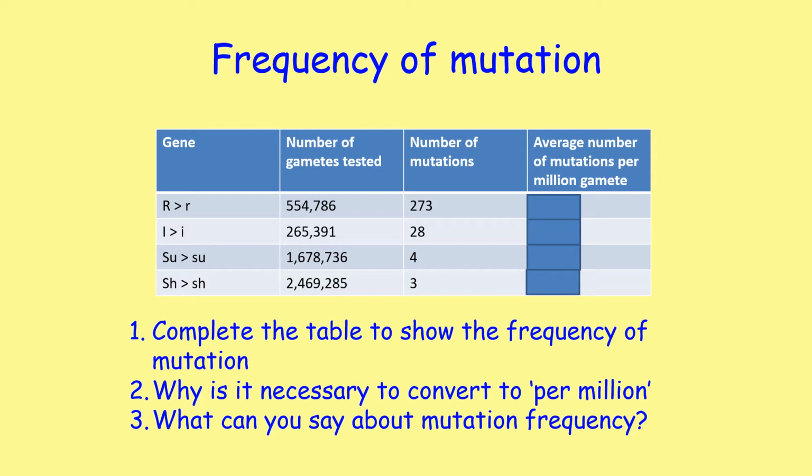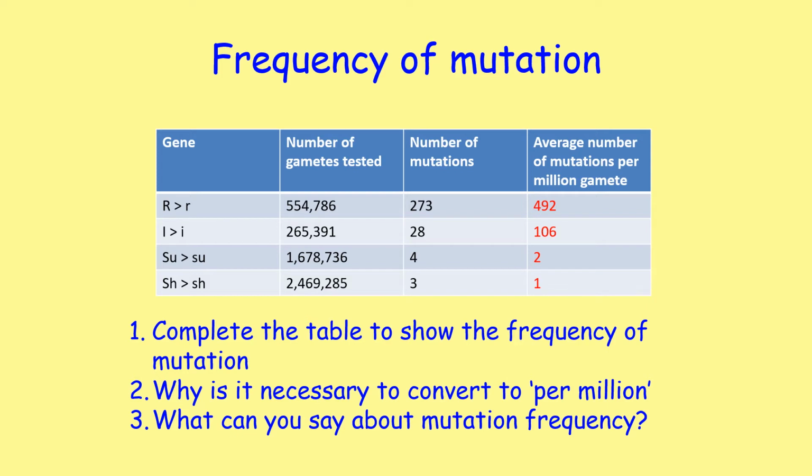So hopefully you got the following answers. In our first gene, the average number of mutations per million gametes was 492. In our second gene, it was 106. In our third, it was 2. And in our fourth, it was 1.